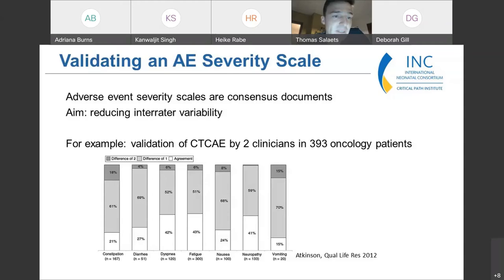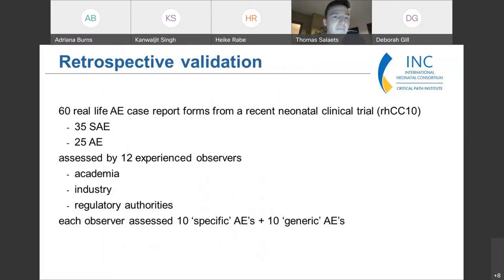So we thought it might be nice to have this kind of exercise for the neonatal adverse event severity scale. Dr. Singh already mentioned that the retrospective validation, sorry for the typo there, was recently published in the Journal of Perinatology. It was very nice work by mainly Tamara Lewis and Kelly Wade. They've done very well.